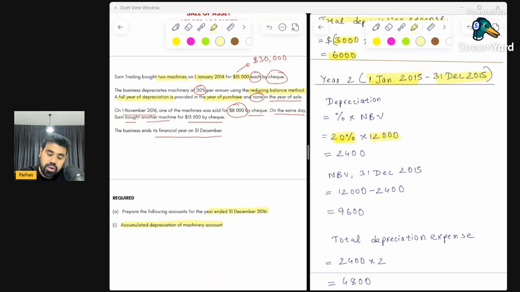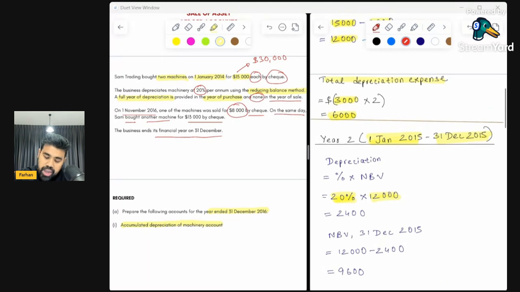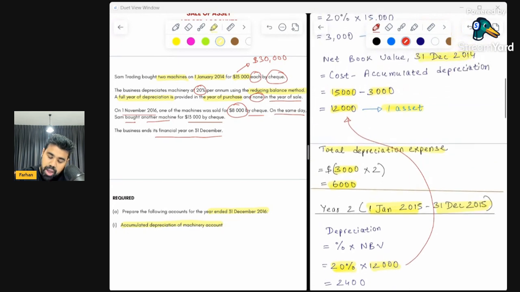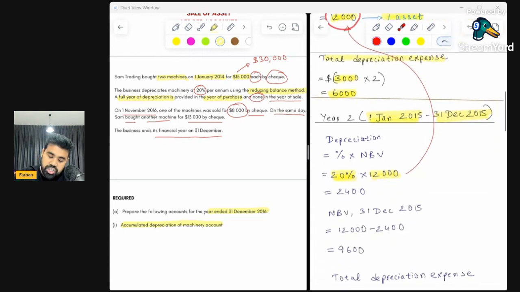So $12,000 is the net book value which we had at the end of the first year of usage, if you recall. So I'll just scroll back up a bit. So you can see here the net book value that we had at the end of the previous year, which was $12,000. So the depreciation is therefore calculated by multiplying 20% with $12,000, which is $2,400. And again, we understand that this depreciation is valid for one asset only.